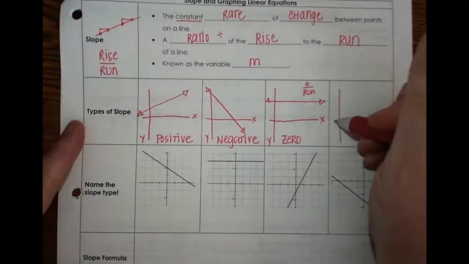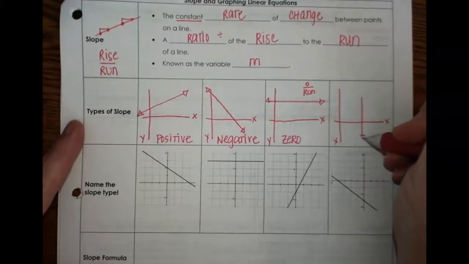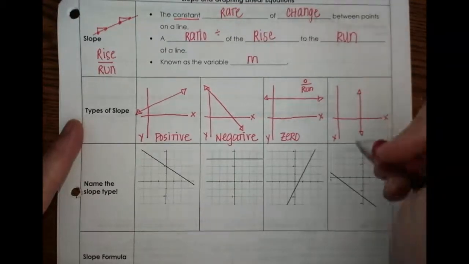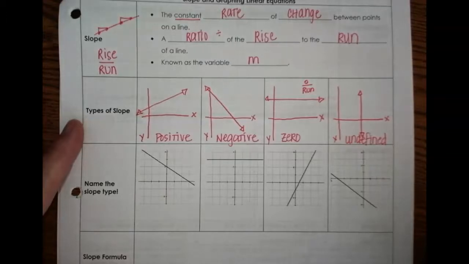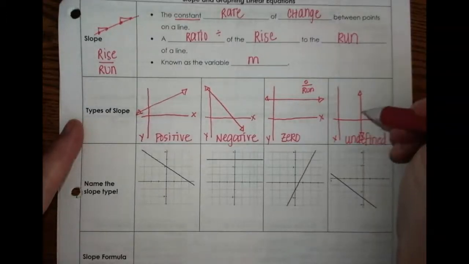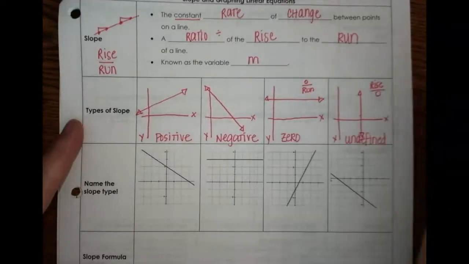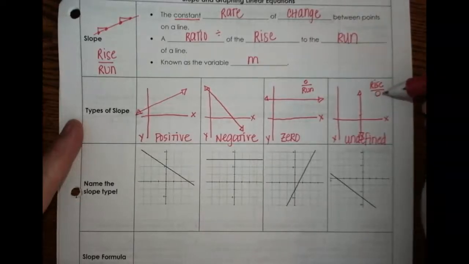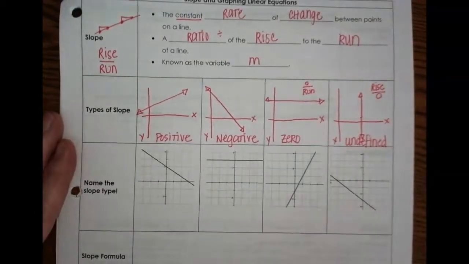And for our last line, if you have a perfectly vertical line like this, this is called undefined. Now the reason this is called undefined is you have all sorts of rise. It's going up, it's going down, so we have a rise, but it never goes left or right. So there's zero run, and you are not allowed to divide by zero. That's an undefined action. Okay, so hopefully that will help you remember a little bit about zero and undefined.